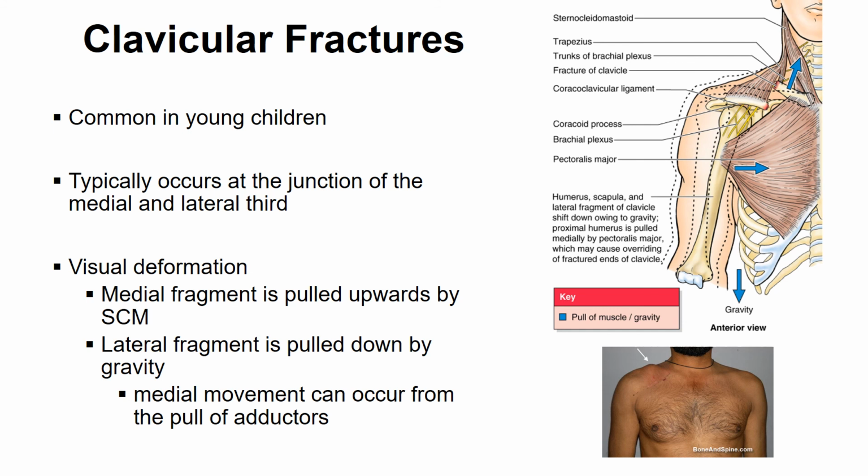Typically, part of it will actually be pulled upwards. So when it's broken in half, the medial fragment will be pulled up from its attachment to the sternocleidomastoid, and the lateral fragment is going to be pulled down from gravity. The muscle that you see wrapping around will be your trapezius, but it does not have enough force to actually keep that bone in line. So you get a very odd and potentially dangerous open fracture that has been moved.